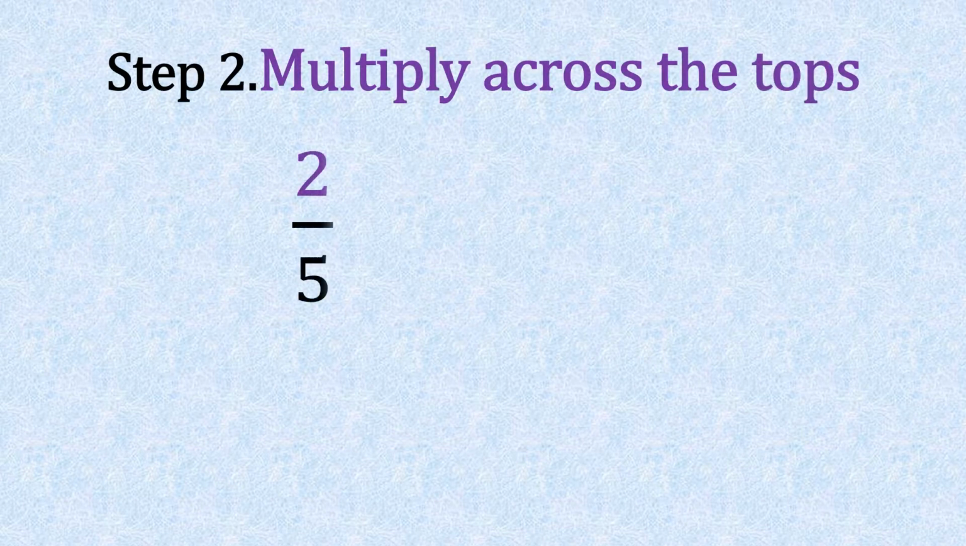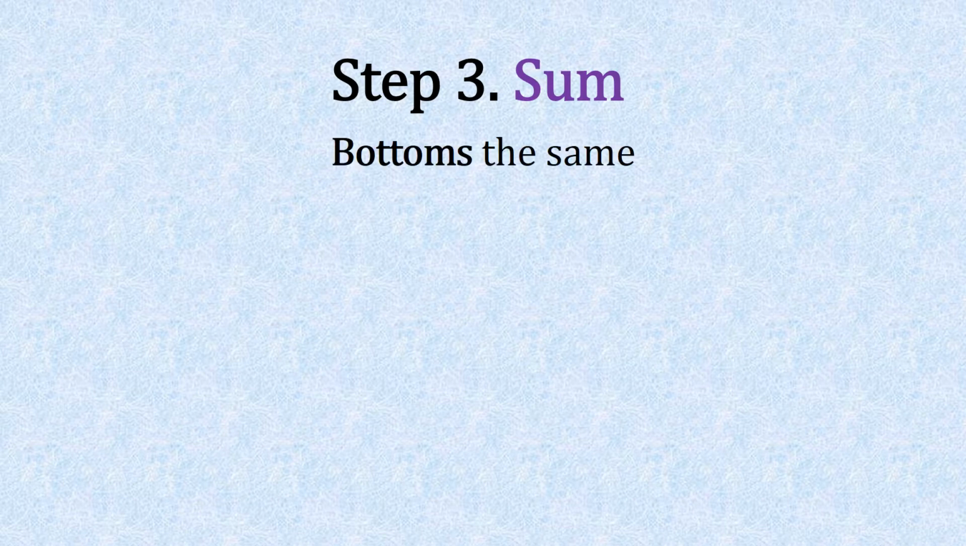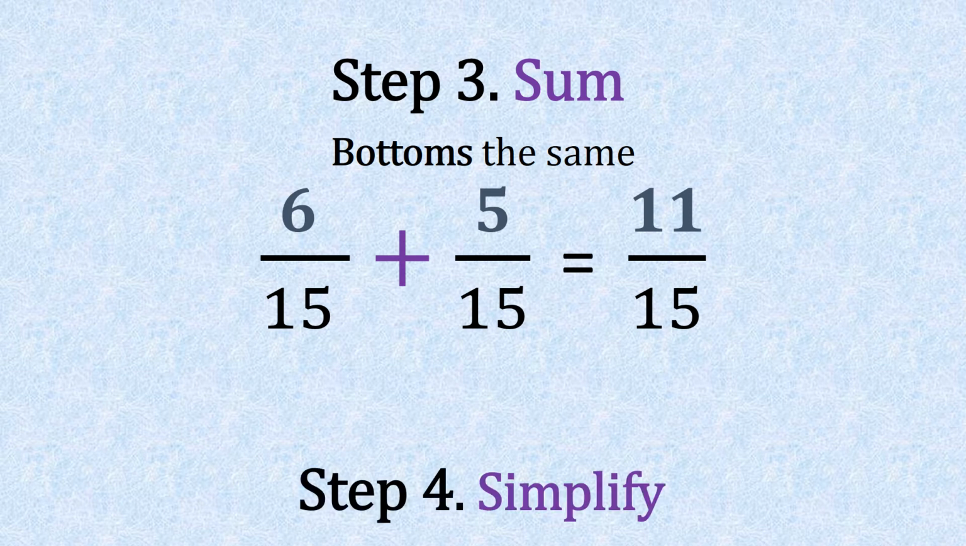Step 2, we multiply across the tops. So that's 2 times 3, which equals 6, and 1 times 5, which equals 5. So step 3, we do the sum. Now our bottoms are the same, so we can actually do 6 plus 5, which equals 11/15. Can we simplify that? No, we can't.